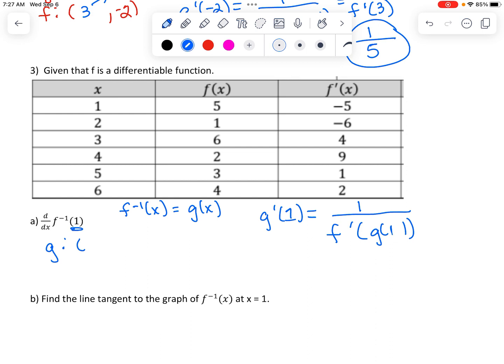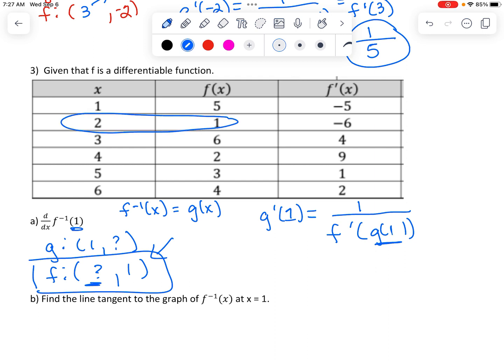So look at your formula, see what do you need. I need g of 1 somehow. So I need to figure out what this is. But I know g and f are inverses. So if I could figure out this value, I can find g of 1. So this is saying, what's the x coordinate that gives me a y of 1 on the function f? So notice that f of x is equal to 1 when x is 2. So that value is 2. So that means this is also 2.